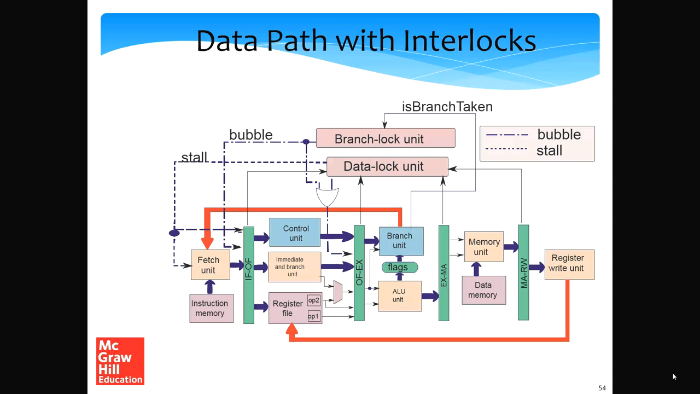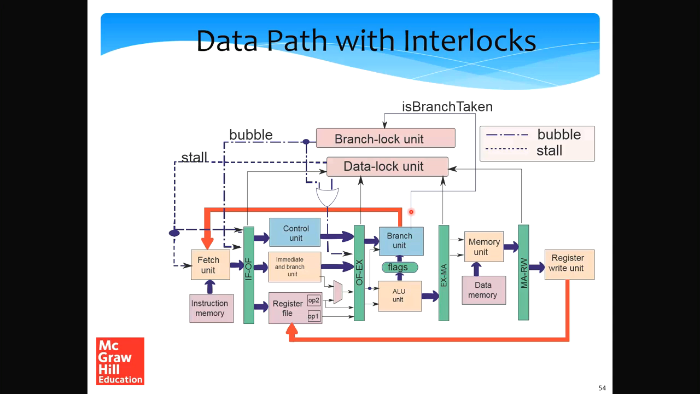Let's now take a look at a data path with interlocks. So we have our data lock unit here in place. The addition in this diagram is the branch lock unit, which is the new unit over here. The branch lock unit takes its inputs from the branch unit, which gives a 1-bit input whether the branch is taken or not. And since we have chosen option 3, which means that only when a branch is taken, we insert bubbles, convert instructions in the IF and OF stages to bubbles.